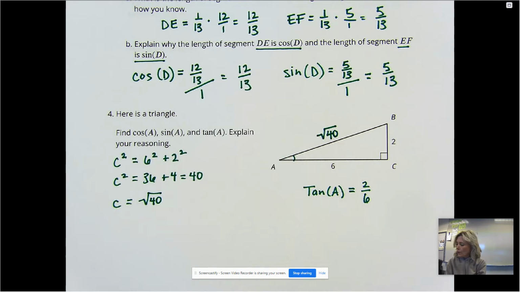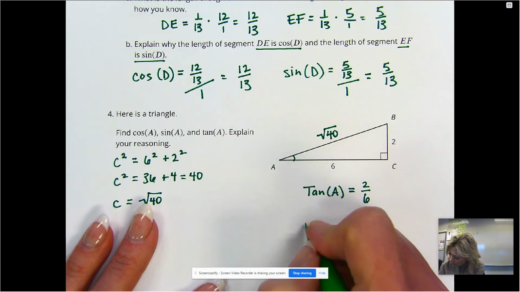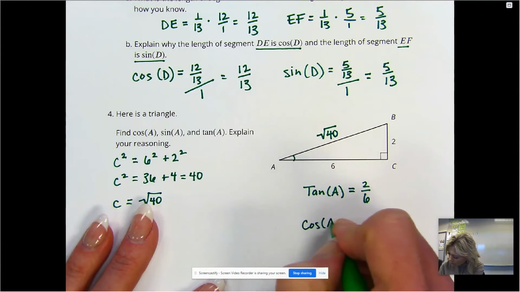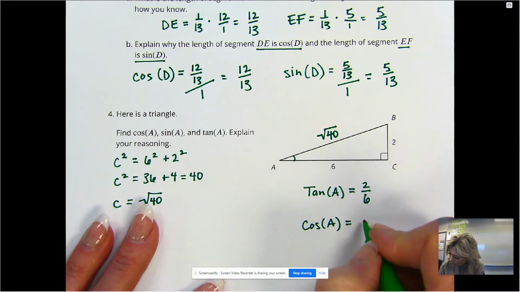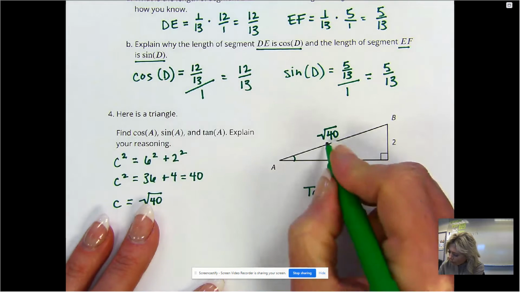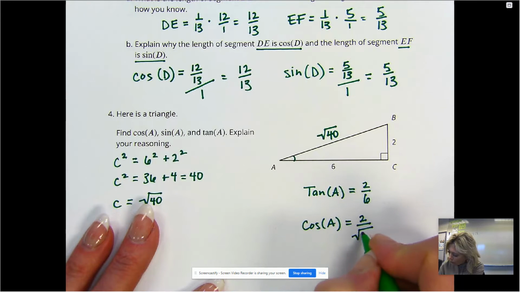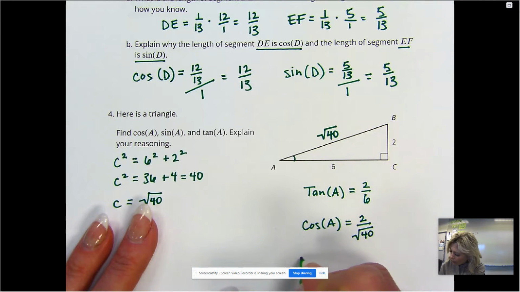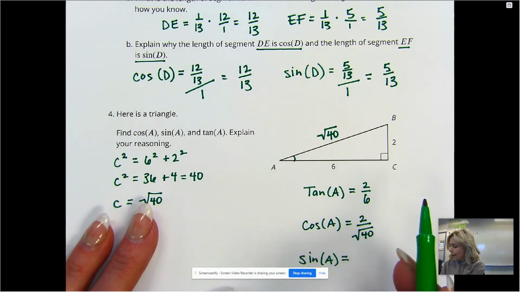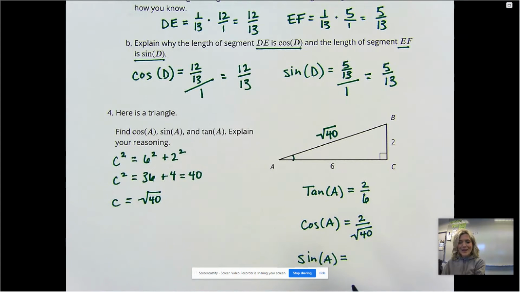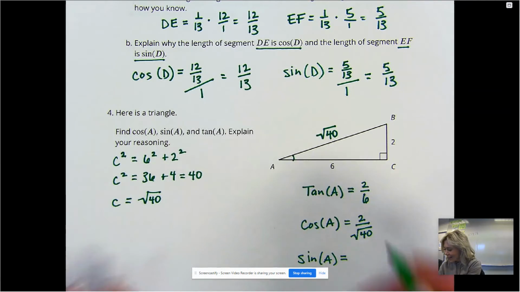Okay, so the cosine and then the sine. So cosine of A is equal to the opposite side, 2, divided by the hypotenuse, the square root of 40. And the sine of A is equal to the, I messed that up. I said cosine was opposite. That's not cosine, that's sine.